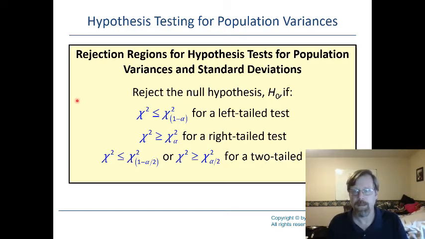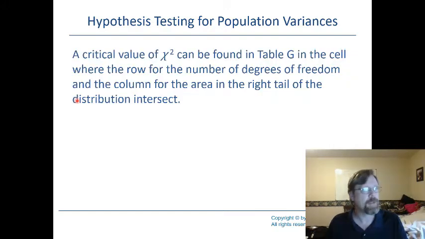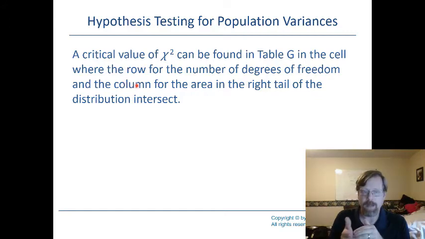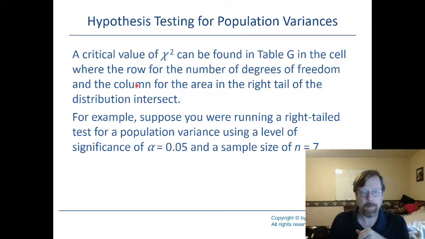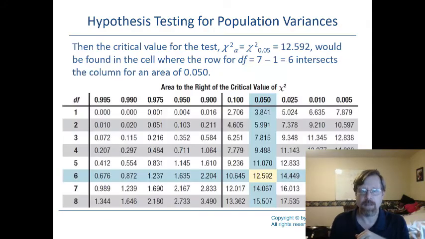As we just saw a few minutes ago, if you look at the degrees of freedom row and the column for the area to the right that you're after, the significance level, you can find your value. So if we're looking at a significance level of 0.05 and a sample size of 7, sample size of 7 would give us 6 degrees of freedom. 0.05 for our significance level gives us a 12.592.